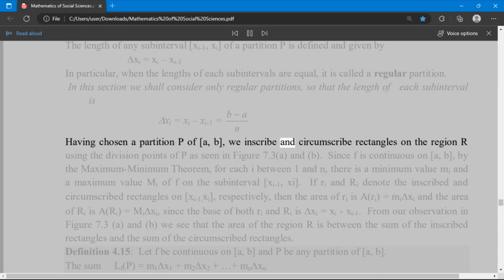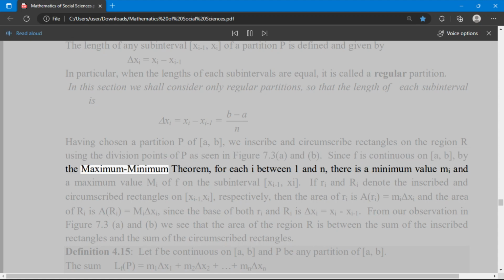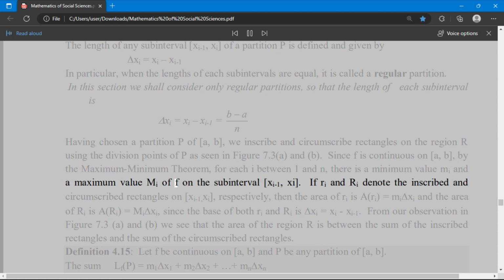Having chosen a partition P of [a, b], we inscribe and circumscribe rectangles on the region R using the division points of P as seen in Figure 7.3 (a) and (b). Since f is continuous on [a, b], by the maximum-minimum theorem, for each i between 1 and n, there is a minimum value m_i and a maximum value M_i of f on the subinterval [x_{i-1}, x_i].